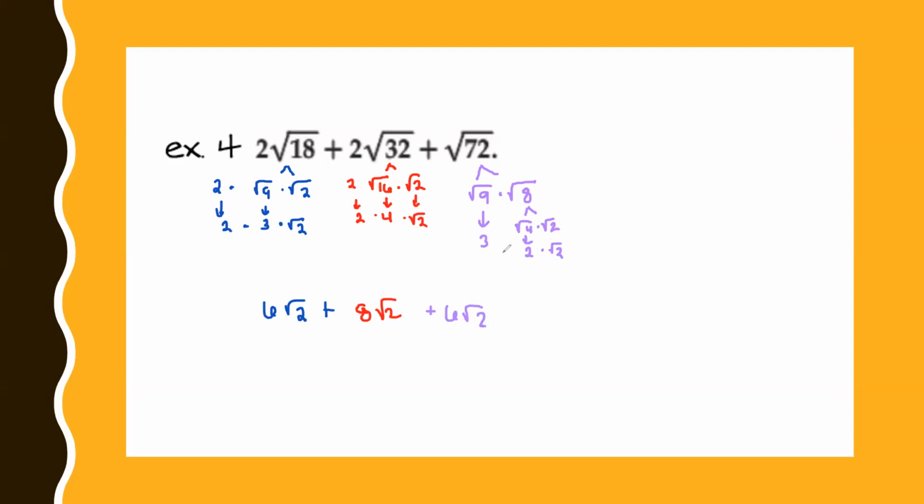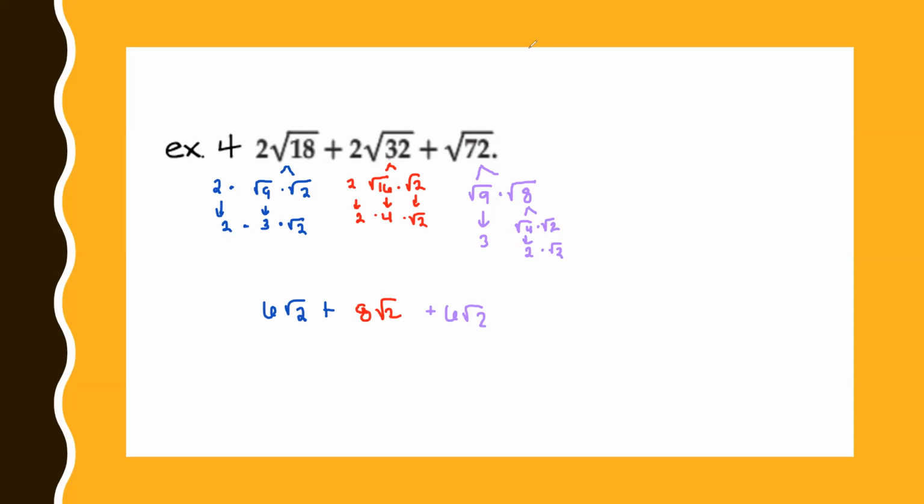Okay, and now this one, 9 times 8 gives us 72. However, I went with 9 because I know 9 goes into 72. If you had checked on this, I think you would have seen that 36 also goes into 72, which would have saved you the extra step.